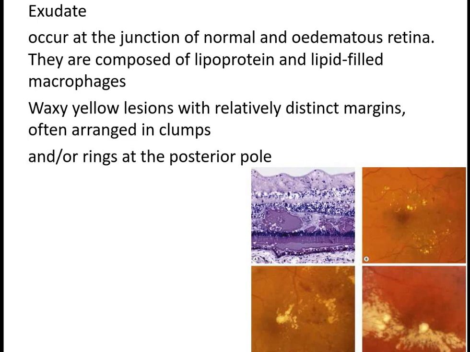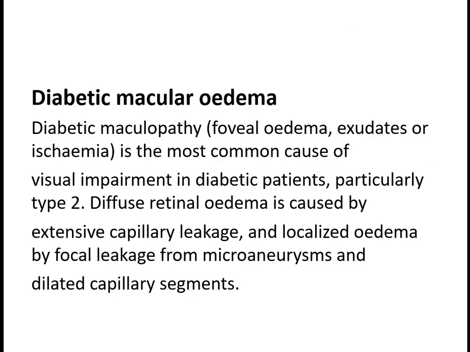What about the exudate? The exudate is most commonly present at the junction of the normal and edematous retina. They are composed of lipoprotein and lipid-filled macrophages. It appears as a waxy yellow lesion with relatively distinct margins, may be arranged in clumps or in a ring at the posterior pole.